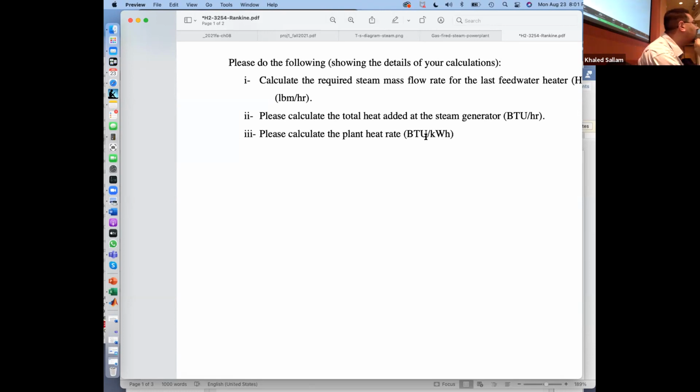But eta is, what's the unit of eta? The efficiency. What's the unit? Is it meter, kilogram? It's dimensionless because the power is in megawatt and the Q added is in megawatt. But for the heat rate, because that's the natural gas, and this is electricity, they turn the joule into BTU for the Q, and they turn the joule into kilowatt hour for the power.